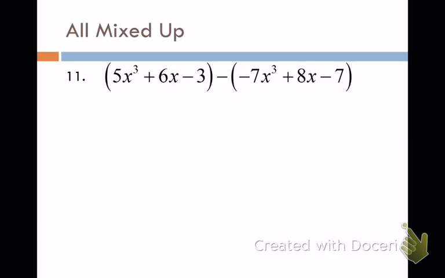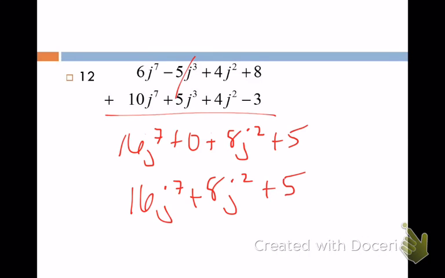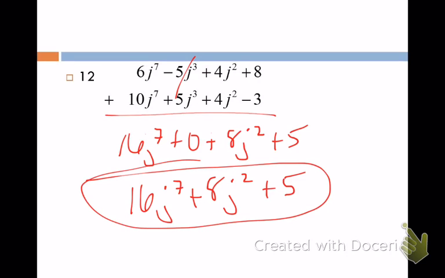Okay, try this guy. Remember, change signs because we're subtracting. You gotta pay attention when you're subtracting or adding. Okay, so stop the video, start it back up when you're done. Should have gotten 12x to the third minus 2x plus 4. Okay, and last but not least, try this guy. And you should have 16j to the seventh plus 8j squared plus 5.